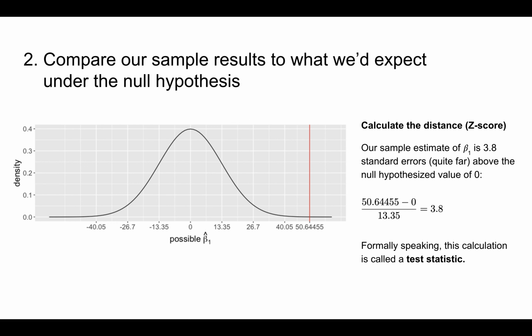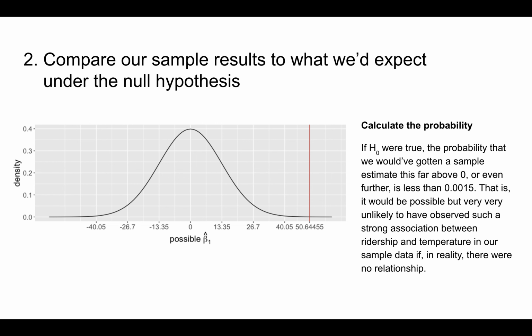Now, in addition to calculating the distance of our sample estimate from 0, or the test statistic, we can calculate the probability of having gotten an estimate so far or even further from 0. To this end, if the null were indeed true, that is, if in fact beta 1 is 0, the 68-95-99.7 rule indicates that the probability of having gotten an estimate that's more than 3 standard errors above 0, we know this has to be less than 0.0015.